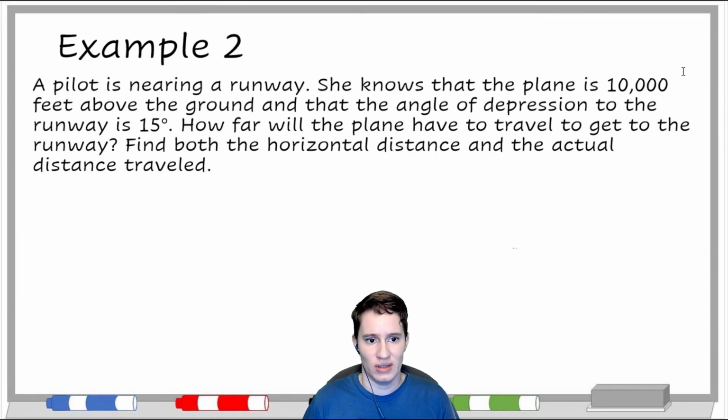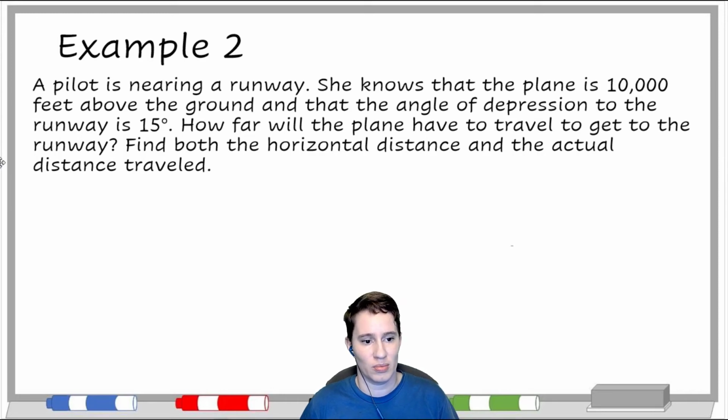Example 2. A pilot is nearing a runway. She knows that the plane is 10,000 feet above the ground and that the angle of depression to the runway is 15 degrees. How far will the plane have to travel to get to the runway? Find both the horizontal distance and the actual distance traveled.